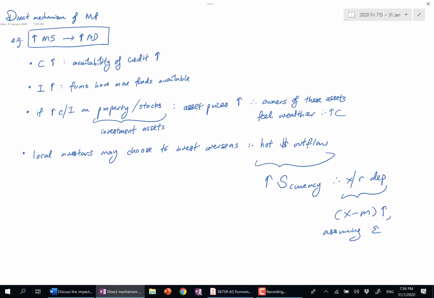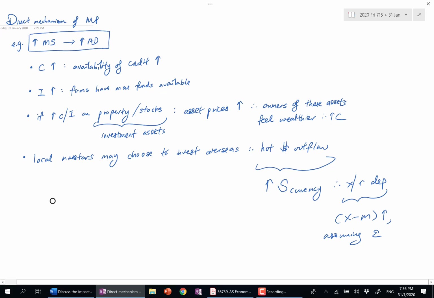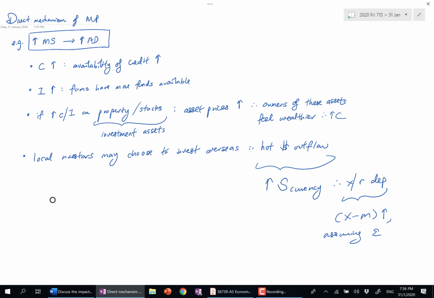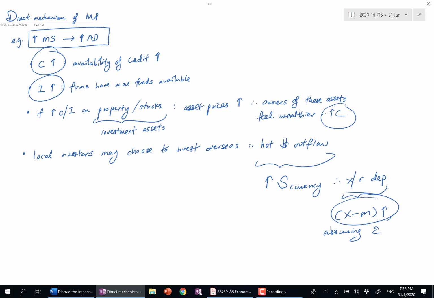You have just been introduced to the direct mechanism of monetary policy. Is this in the syllabus? Yes, it is. Coming up soon. Any questions? Higher C, higher I, higher C, higher X minus M. It seems quite powerful. Okay?